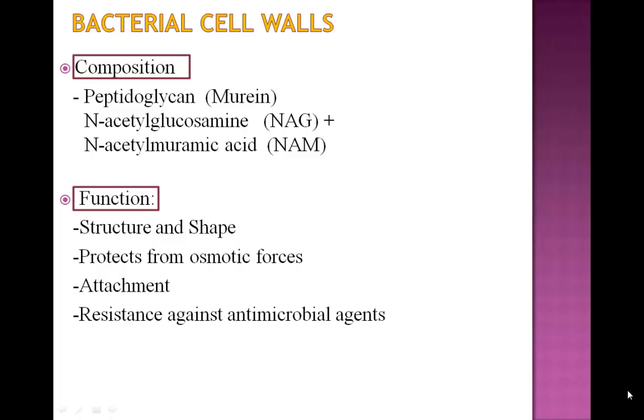Bacterial cell walls are composed of peptidoglycan, also known as murein. Murein consists of N-acetylglucosamine, also known as NAG, and N-acetylmuramic acid, also known as NAM. In terms of function, the cell wall helps in giving structure and shape to the bacteria or the prokaryote. It also helps protect from osmotic forces and aids in attachment. The cell wall also helps in resistance against antimicrobial agents.